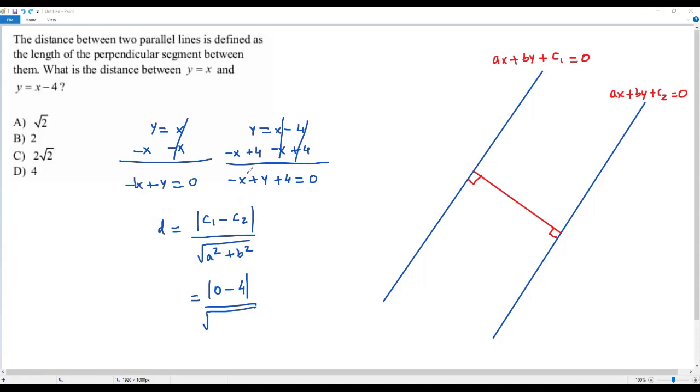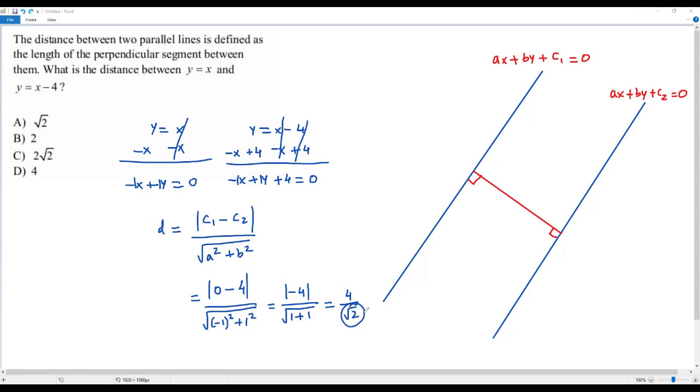The coefficient of x in both equations is negative 1, so we take negative 1 squared, plus b, the coefficient of y, which is also the same in both equations, that is 1 squared. Here the absolute value of 0 minus 4 is the absolute value of negative 4, divided by the square root of the value of negative 1 squared, which is just 1, and 1 squared, which is just 1. The absolute value of negative 4 is positive 4, divided by the square root of 2.